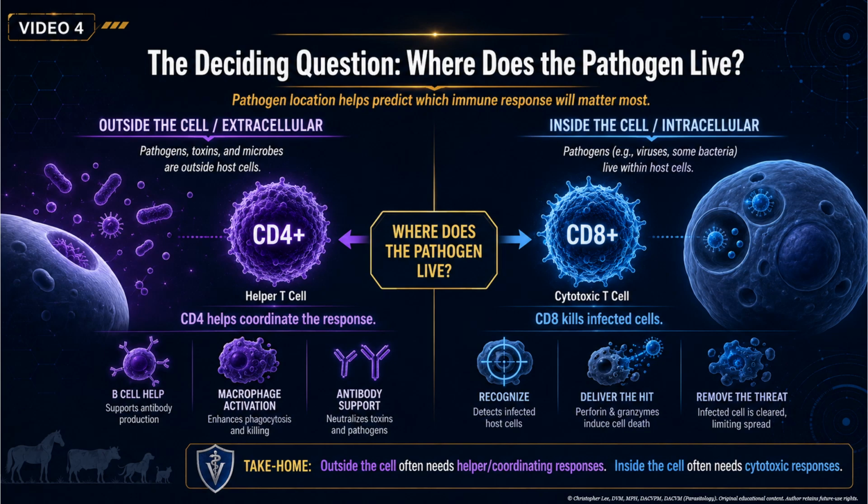And if the pathogen is inside a vesicle, such as an intracellular bacterium surviving inside a macrophage or epithelial cell, then CD4 Th1 responses become especially important because they activate macrophages to improve intracellular killing. So the key idea is not just CD4 versus CD8. The key idea is match the immune response to the pathogen's location.